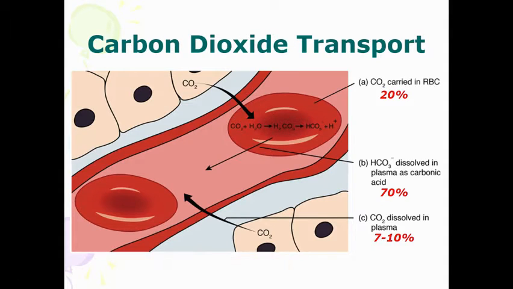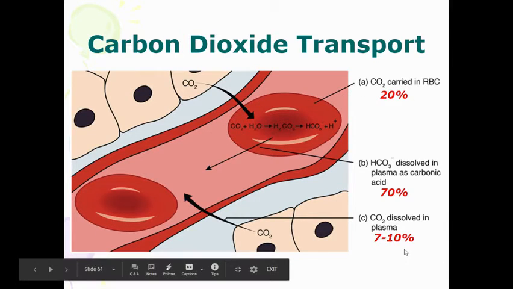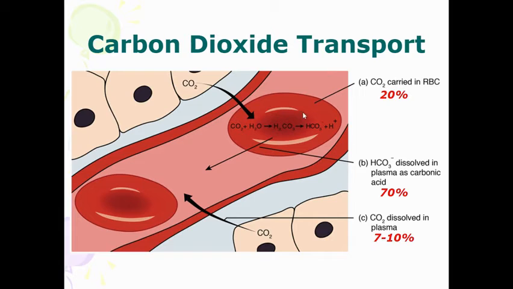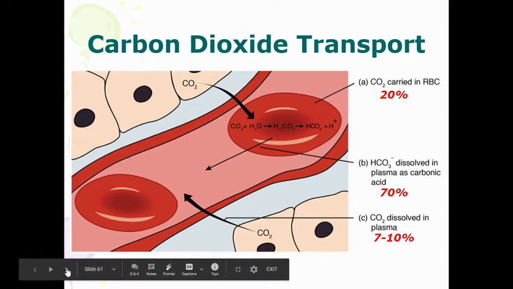So this is showing how the carbon dioxide is being transported in the blood. About 7 to 10% is directly dissolved into the plasma. About 20% is going to be carried by the hemoglobin in the red blood cells, and about 70% is converted to bicarbonate in the red blood cells and then put into the plasma.